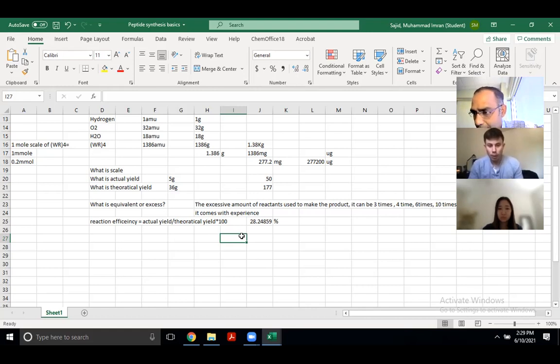What is your question now? I was just wondering, wouldn't that still make your percent yield low though? Yeah, percentage yield will be low, definitely. But you want to have more of the product, more of the peptide. So that is why I'm using excess. I thought you were trying to do that to make the percent yield higher. No, it is not going to make percentage yield high. Percentage yield will remain the same. We are just increasing the amount of the product. Okay, perfect. I got you.